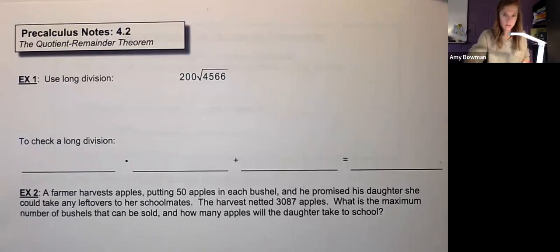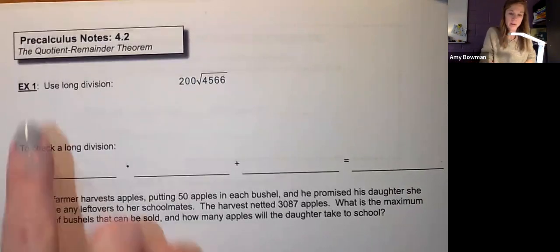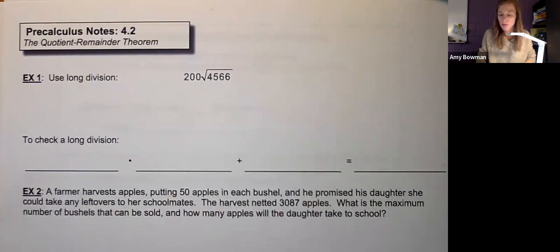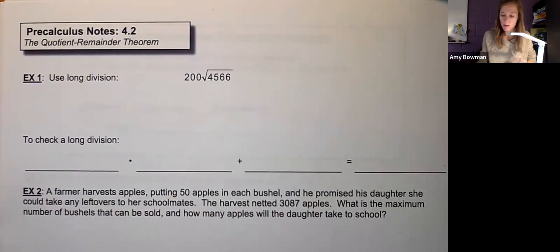Okay, hi y'all. So we're going to work through the 4.2 notes right now. This is on the quotient-remainder theorem. Like I mentioned in the notes from 4.1, we're going to apply a lot of this stuff to integers and then apply it to polynomials, because integers and polynomials share so many of the same properties.